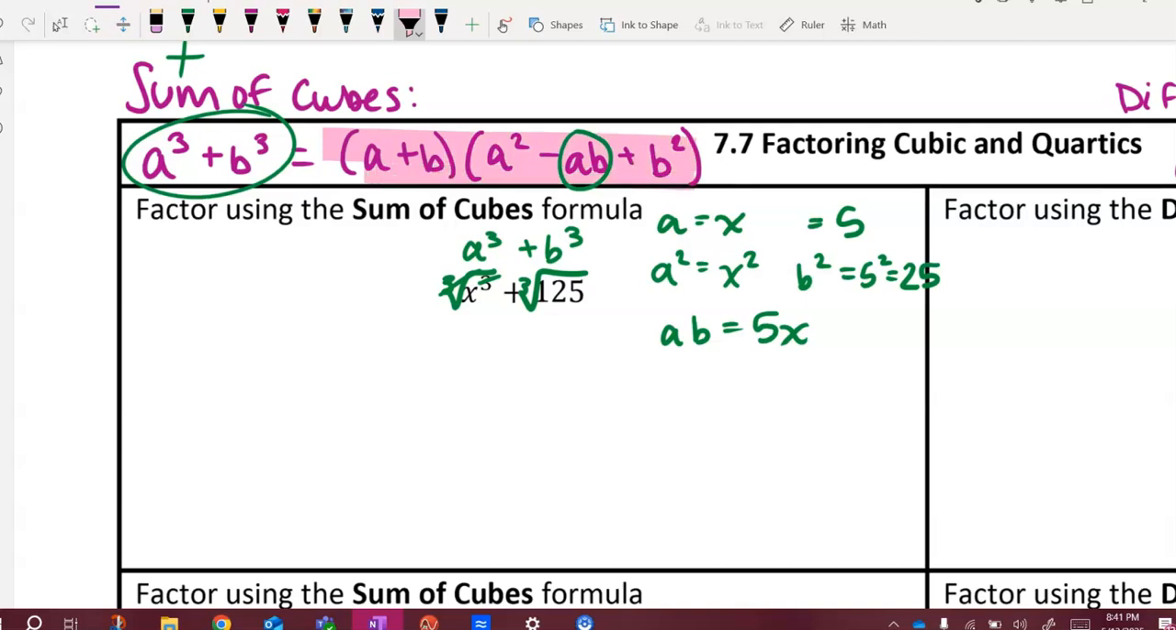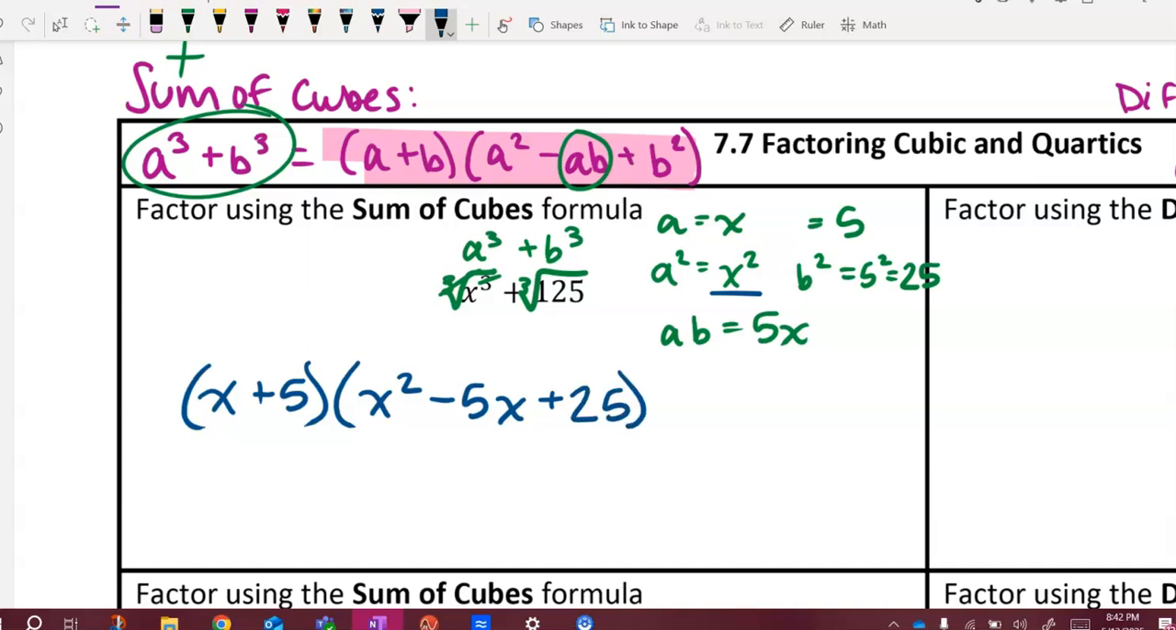So starting with a plus b. A is x, b is 5. A squared is x squared, minus a times b, so minus 5x, plus b squared, so 25. Easy enough, that's it. And now we have factored the sum of cubes.